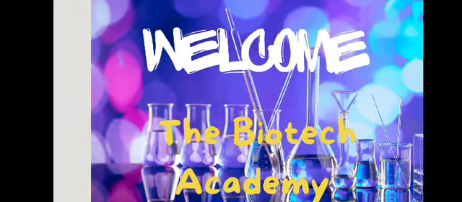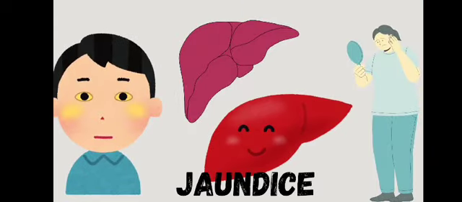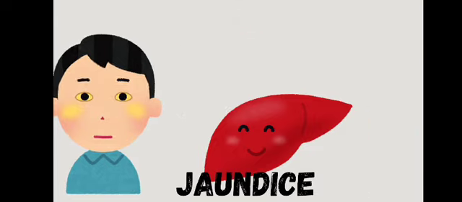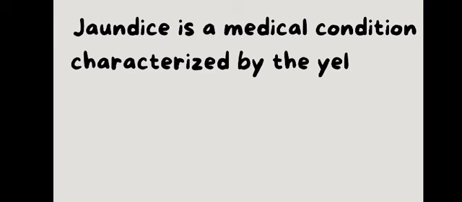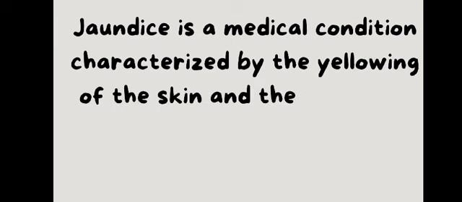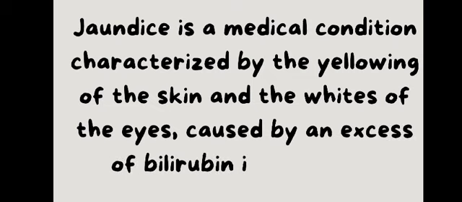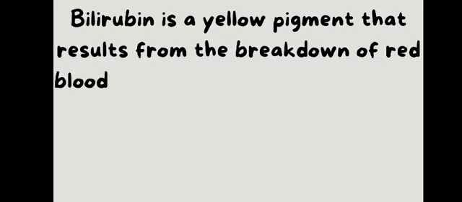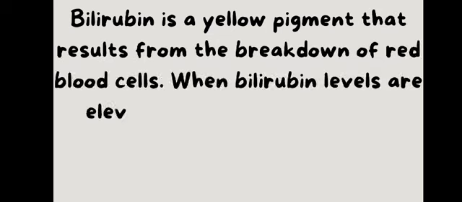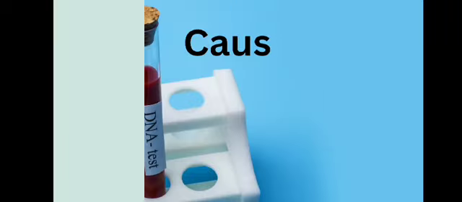So, today we will be talking about an amazing topic regarding jaundice. This is a medical condition characterized by the yellowing of the skin and the whitening of the eyes, and it is caused by an excess of bilirubin in the blood. Bilirubin is a yellow pigment that results from the breakdown of red blood cells, and when bilirubin levels are elevated, it can lead to visible symptoms of jaundice.